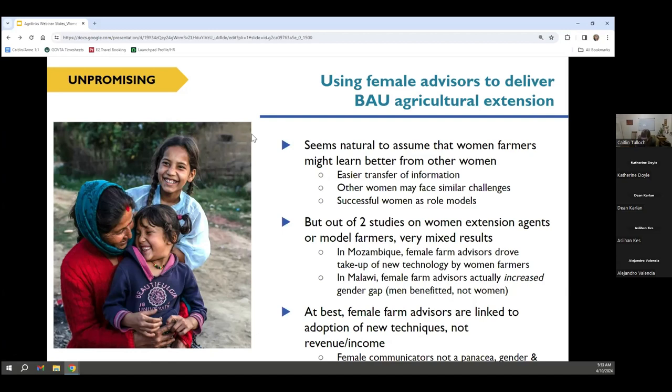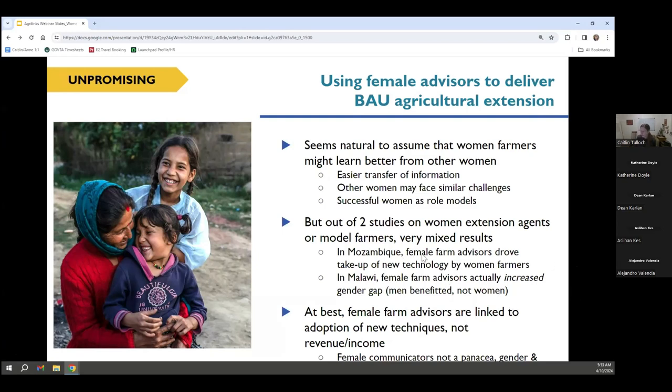challenges if you're talking about lead farmers who are also cultivating their own plots. And there's the potential role for women as role models that the psychology literature speaks to as being potentially quite potent. We found two studies on the use of women as extension agents or model farmers. And the results of these were very mixed.